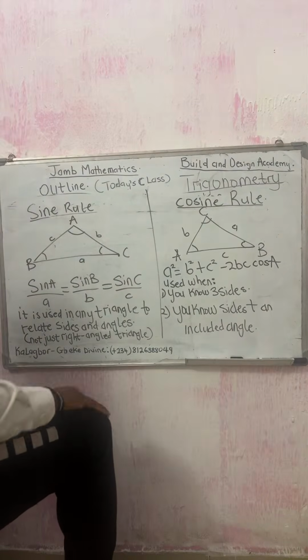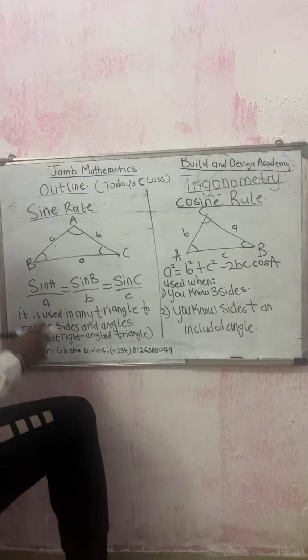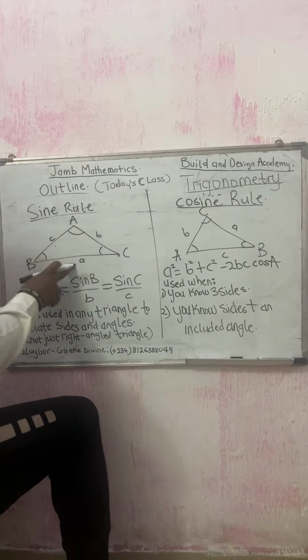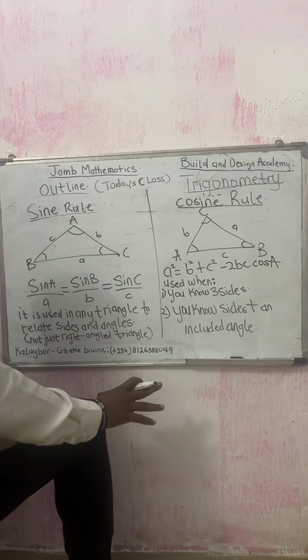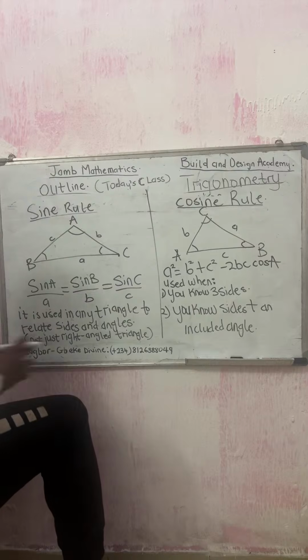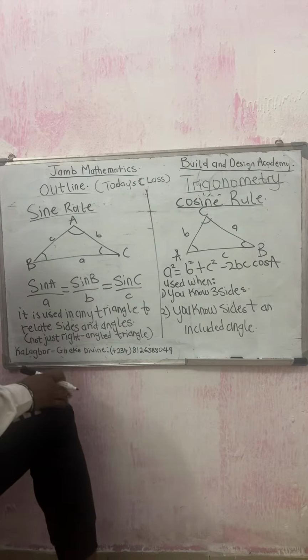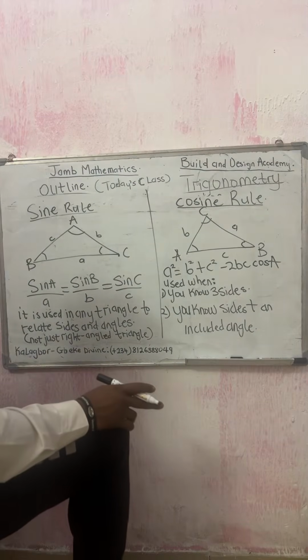So now let me explain this. For the sine rule, it's relating angle B, angle A, and angle C with side b, side a, and side c. It's showing the relationship. It can be used in any triangle, whether it's a right angle triangle, obtuse triangle, isosceles, or equilateral. But for the cosine rule, you cannot use it in any triangle. There's a condition or a restriction to it.